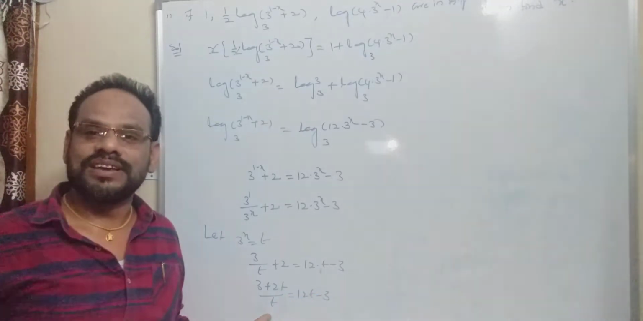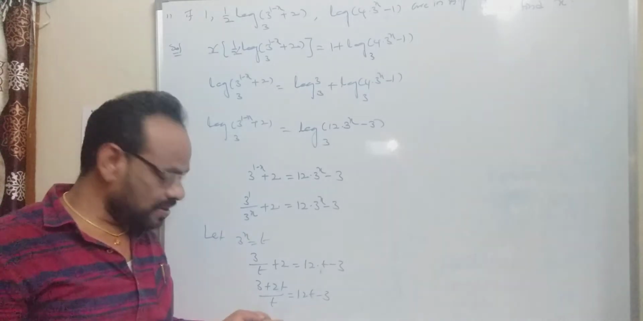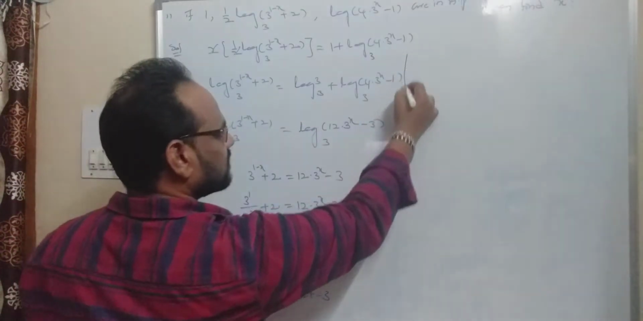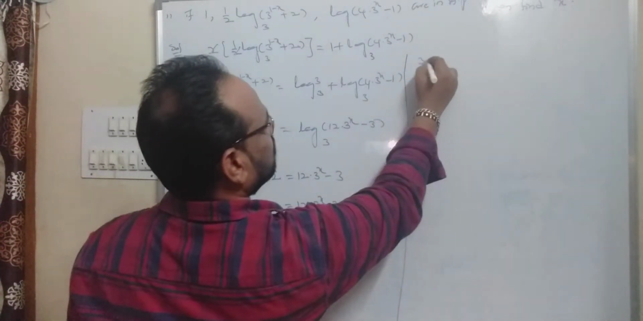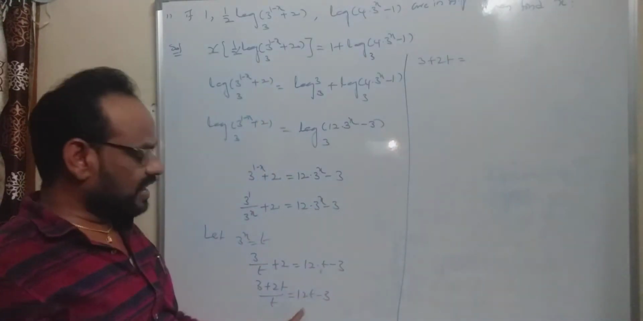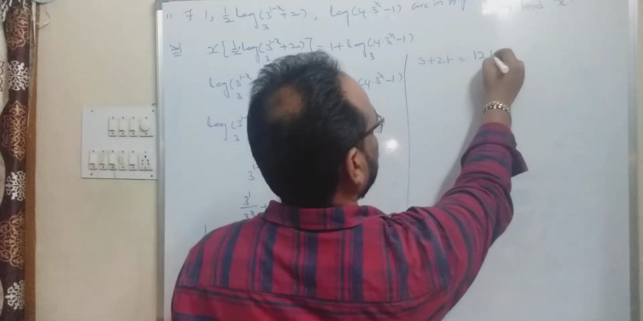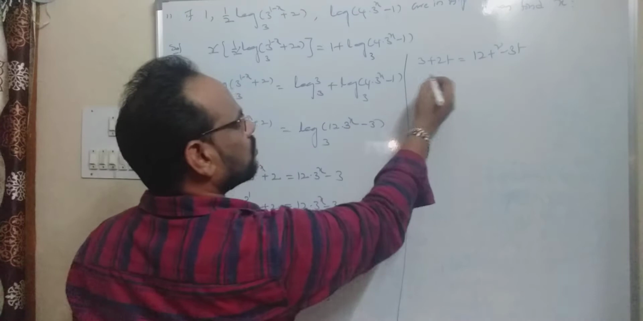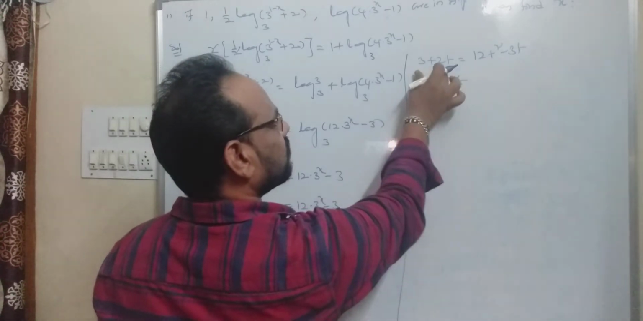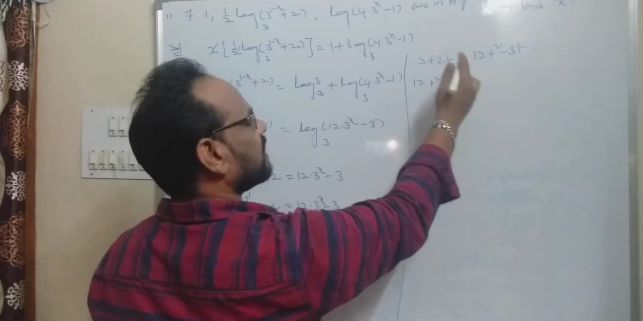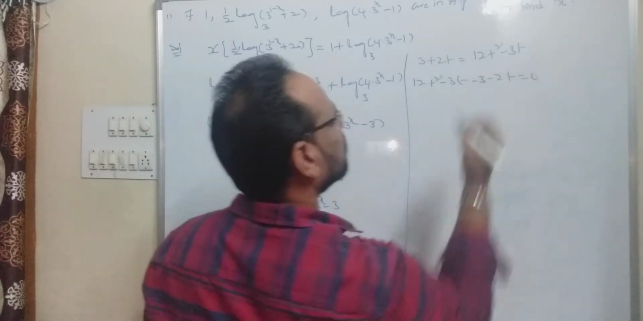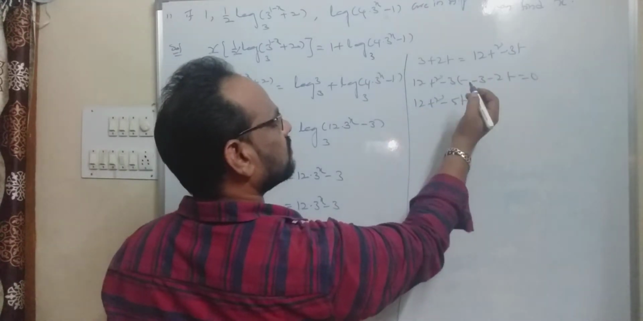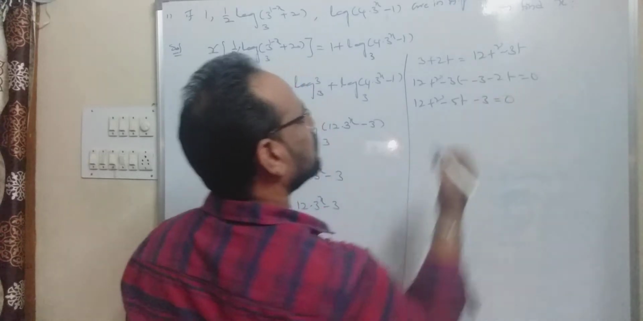If you transpose t from LHS to RHS, it is a division quantity, it will become multiplication quantity. That means 3 plus 2t is equals to t into 12t, that is 12t square, minus t into minus 3, that is minus 3t. So 12t square minus 3t, transposing LHS to RHS, plus quantity becomes minus quantity. So 12t square minus 3t minus 3 minus 2t is equals to 0. That is 12t square minus 5t minus 3 is equals to 0.